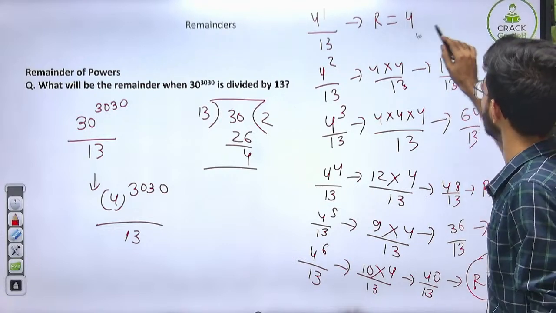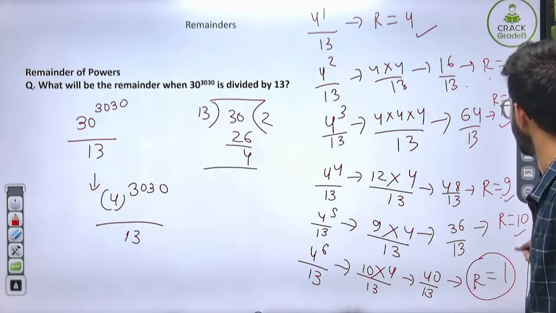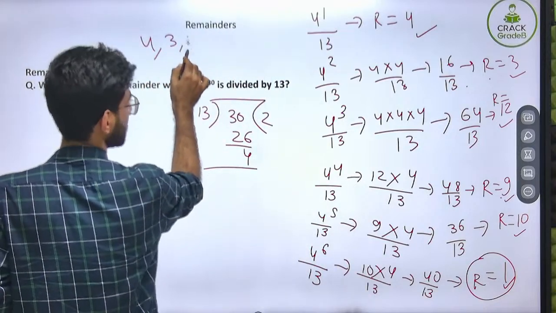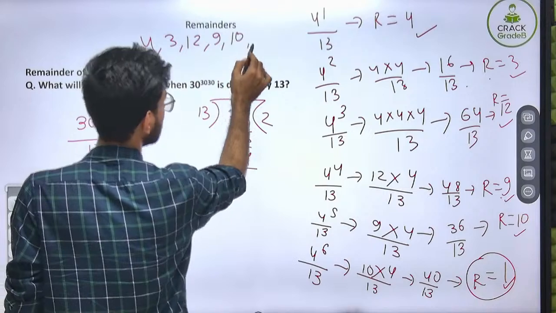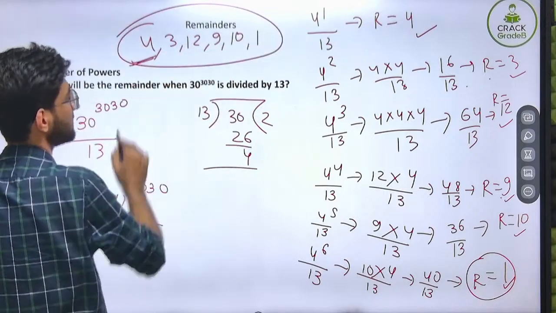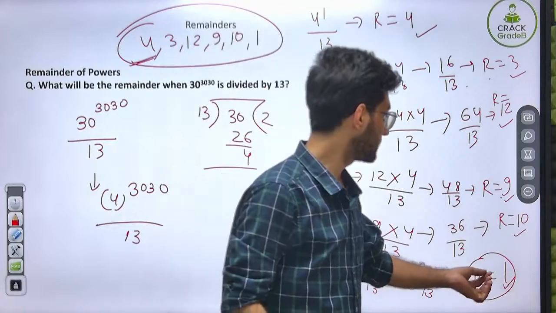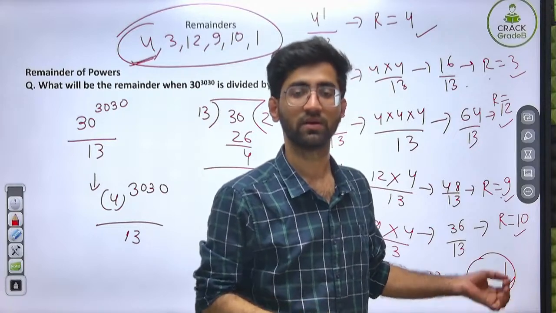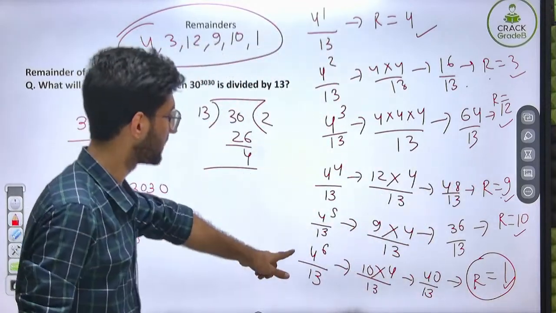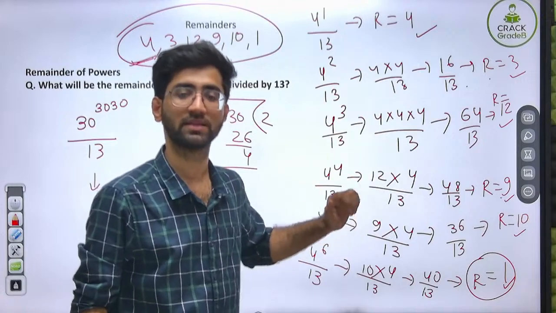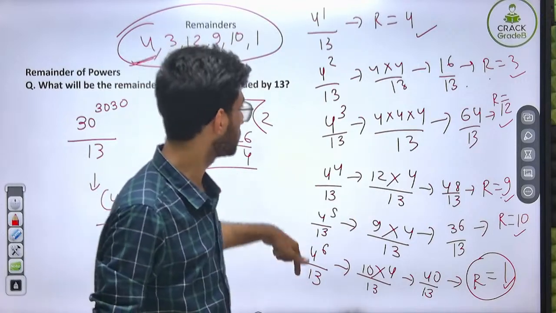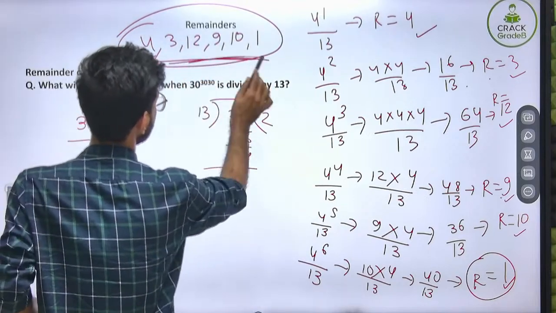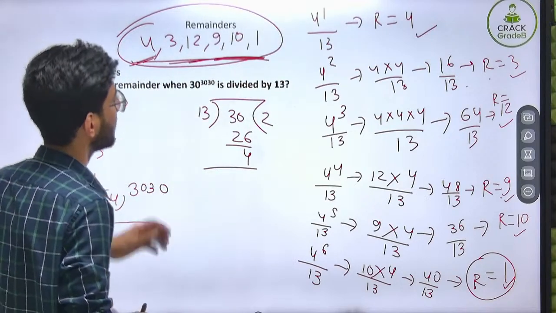Now tell me, 4, 3, 12, 9, 10 and 1. You can notice one thing, that these are the remainders. And I have told you earlier that once you get the remainder 1, the remainders start to repeat themselves. What does it mean? It means that if you divide 4 to the power 7 by 13, you will get the remainder 4. If you solve it further, you will get the remainder 3. So now you can notice that the remainders have started to repeat after the 6th power.